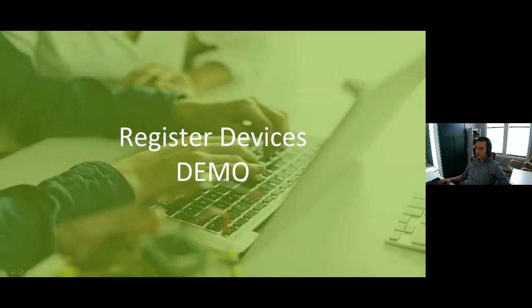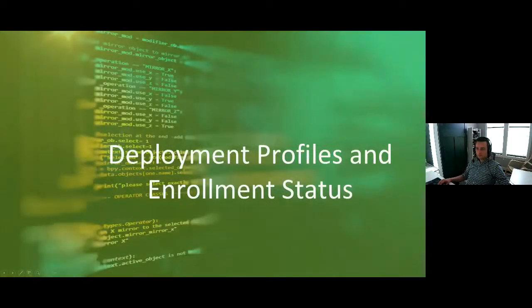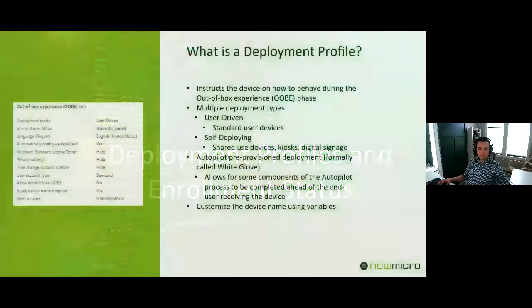So back over to our presentation. So we've got the device registered. The next step now is looking at a deployment profile and the enrollment status, so kind of the look and feel of the Autopilot process. So a deployment profile is a set of options that instructs the device on how to behave during the Autopilot process. The main choice in a deployment profile is what deployment mode to use.